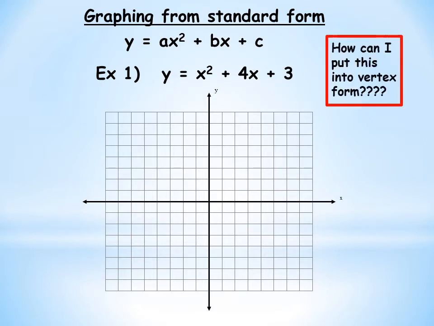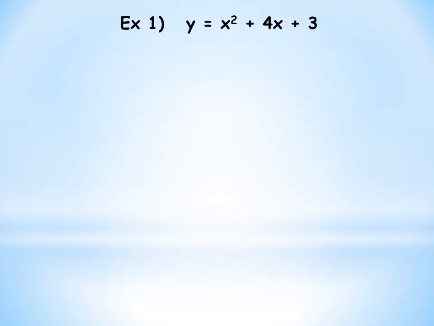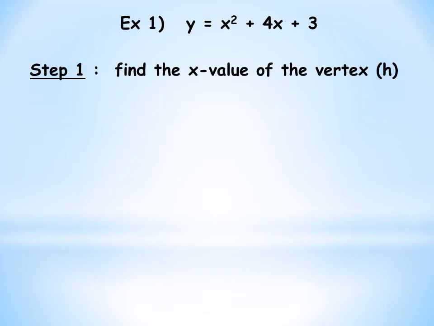So the easiest way to graph this is to say to yourself, well, how can I get this into vertex form? Because if I could put this equation into vertex form, then I would know how to graph it. All right, so there's a couple of steps in order to do this. The first step is you need to find the x value of the vertex, or that h value, and there is a formula to do that. The formula is h is minus b divided by 2a.